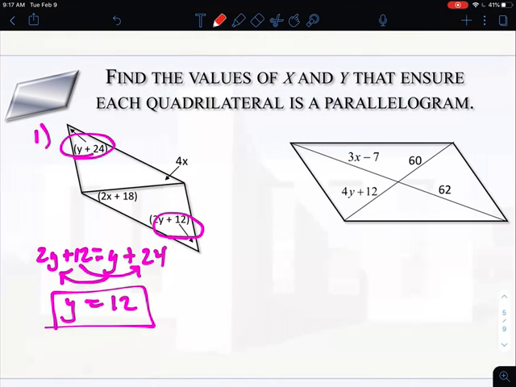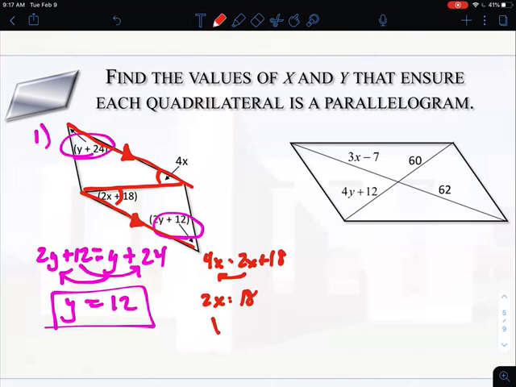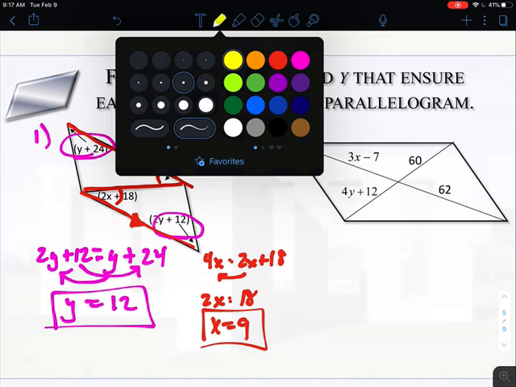Now on the other one, we haven't talked too much about this yet, but if this is going to be a parallelogram, that means this top and this bottom are parallel to each other. And so when I draw this diagonal in here, what I'm creating are alternate interior angles. And we know from parallel lines that alternate interior angles are the same. So that means this 4x has to equal 2x plus 18, and then I can solve for x. So subtract the 2x over, I get 2x equals 18, and then x would equal 9.